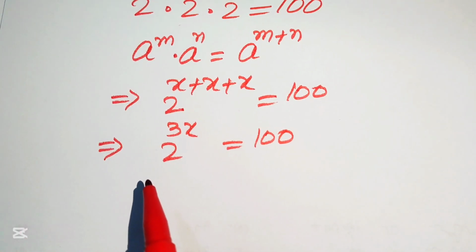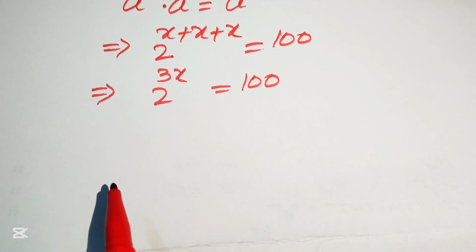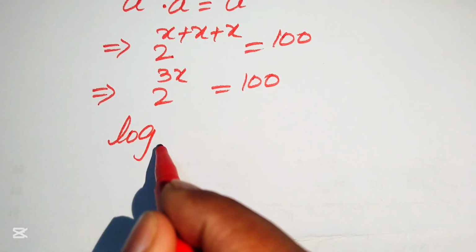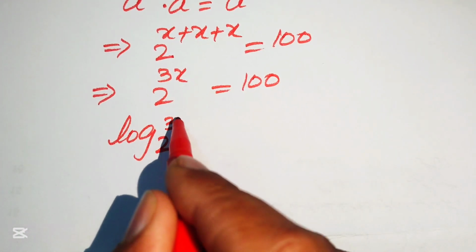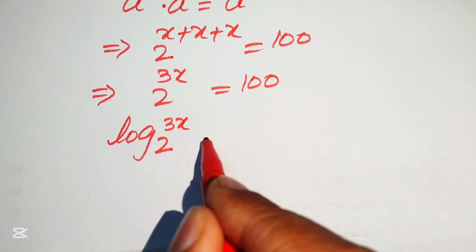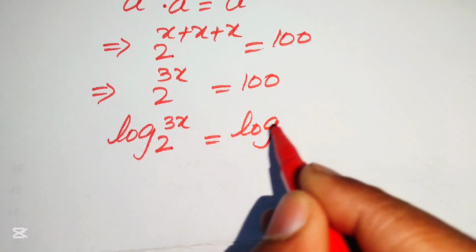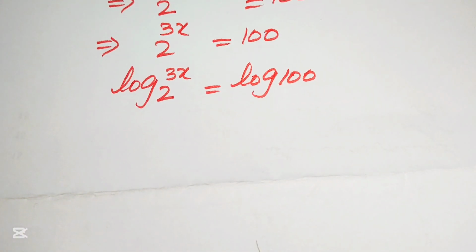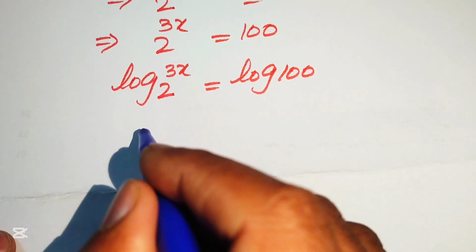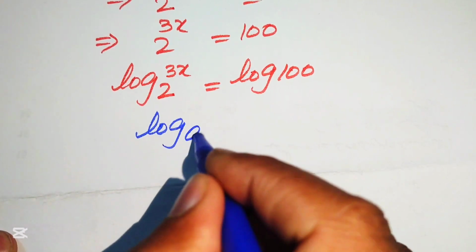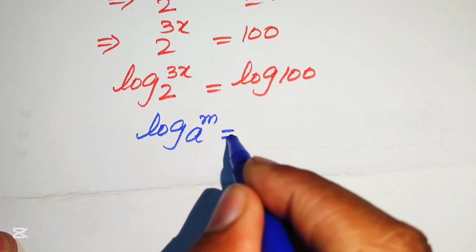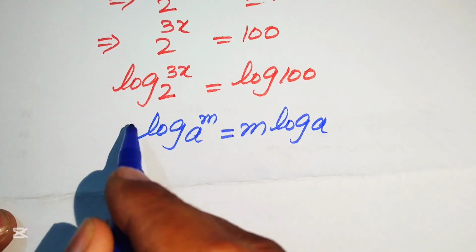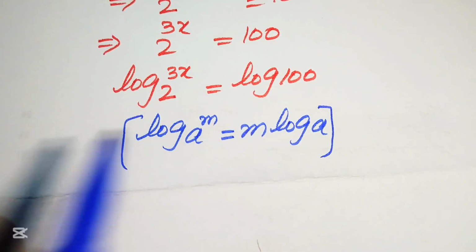Now in order to move further, we first need to take the log on both sides. So when you take the log, it will be written as log of 2 to the power of 3x equals log of 100. Now we need to apply the nice property of log, and you know about this property. If you have log of a to the power of m, we move this m in front of the log and it will be written as m times log a.